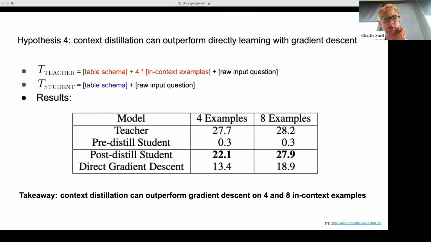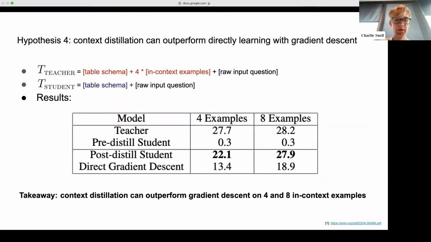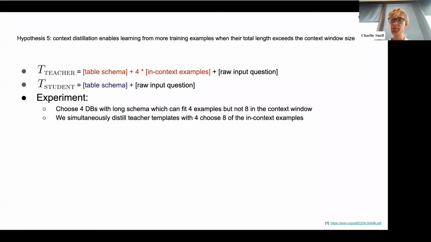Yes, directly learning with gradient descent equals normal fine-tuning. So this is just like fine-tuning with AdamW on these training examples. I guess it's not vanilla gradient descent, but what we meant by that is just normal fine-tuning. Yeah, so this is pretty interesting. We can actually outperform gradient descent.